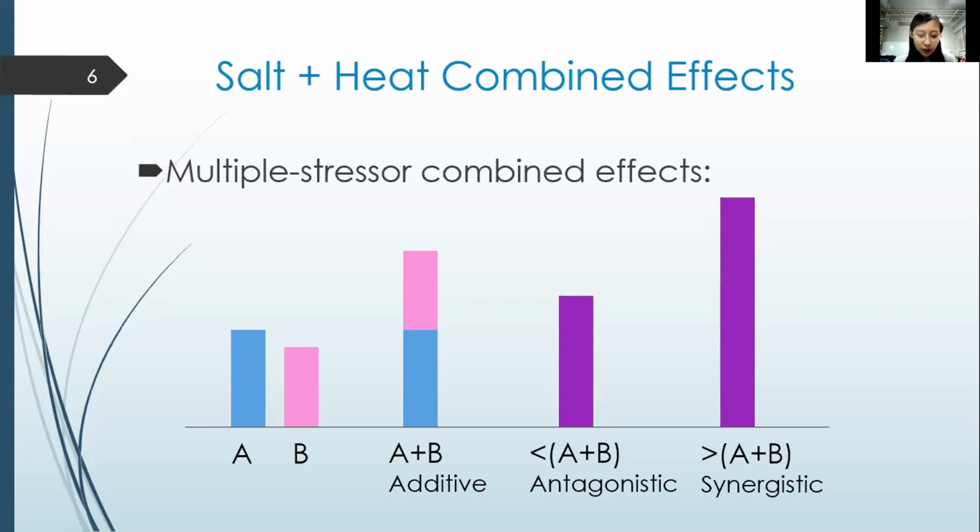So when we talk about combined effects of multiple stressors, we usually have three types of effects. So when the combined effects equal the sum of the effects of individual stressors, we call it additive effect. When the combined effect is less than the sum of the effect of individual stressors, we call it antagonistic effect. And when it's greater than that, we call it synergistic effect.